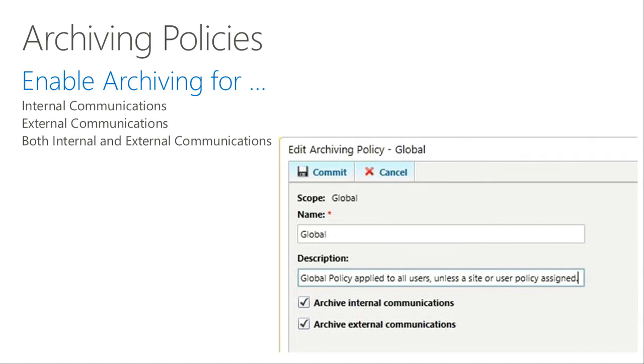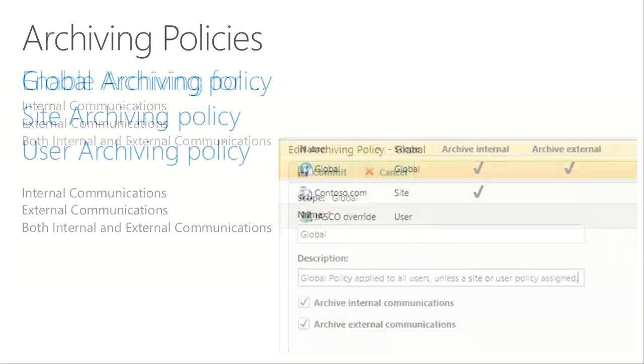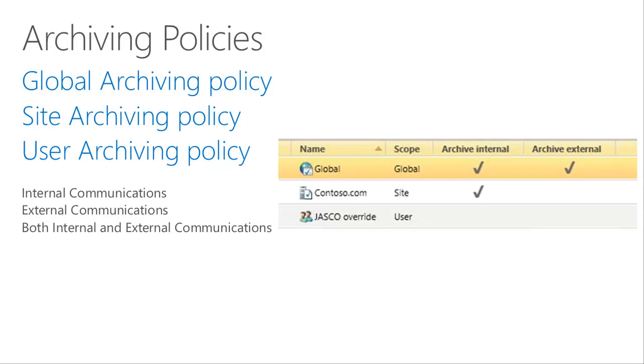I can say I want to archive internal communications only. So this is, you know, Alan and I chatting about the great new feature that's in his slide deck. Or external communications, where I'm chatting with a provider out there. I'm going through the edge, so I can say I only want to archive internal, external, or both. I have three different options for selecting a global archiving policy. I can say I want to archive at the global level. In this scenario, I'm archiving both internal and external conversations.